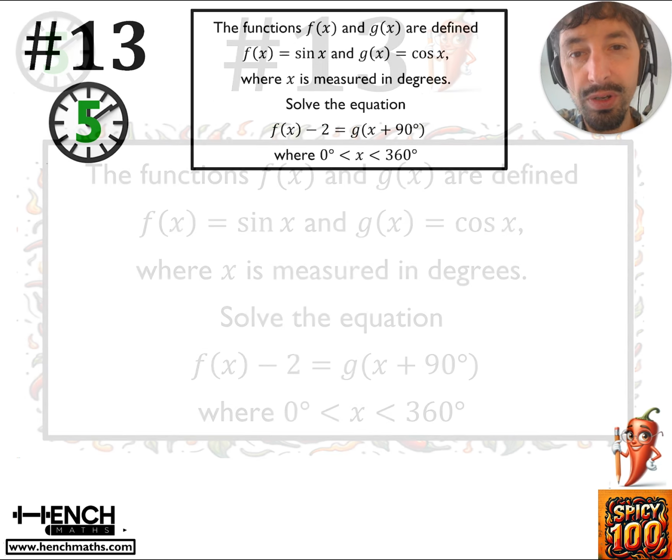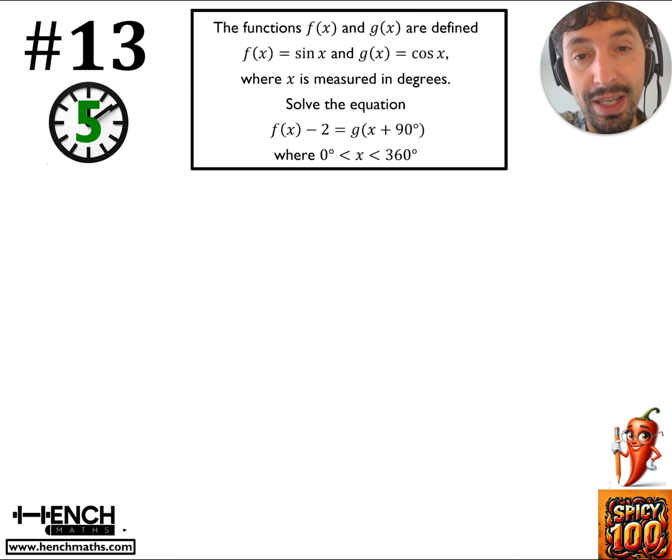So in question 13 we have two functions and they're your trig functions, sin x and cos x. And then we've got to solve an equation where we've got f(x) - 2 is equal to g(x + 90). Now this reminds me of graph transformations, and actually I think that's the trick that I personally would use to do this question. So before we think about moving them around, let's just remember what sin x and cos x look like.